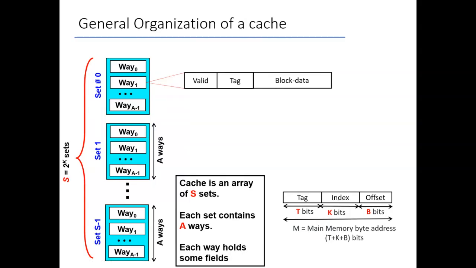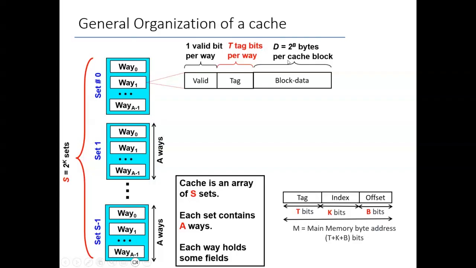How many bytes will be there? 2 to the power b. Yes, so it contains d equal to 2 to the power b bytes per cache block. So we start from the tag bits, and this is byte 0, and then byte d minus 1. Now this is the cache size, which is actually s multiplied by a. A is the number of ways, and d is the number of bytes within the block.